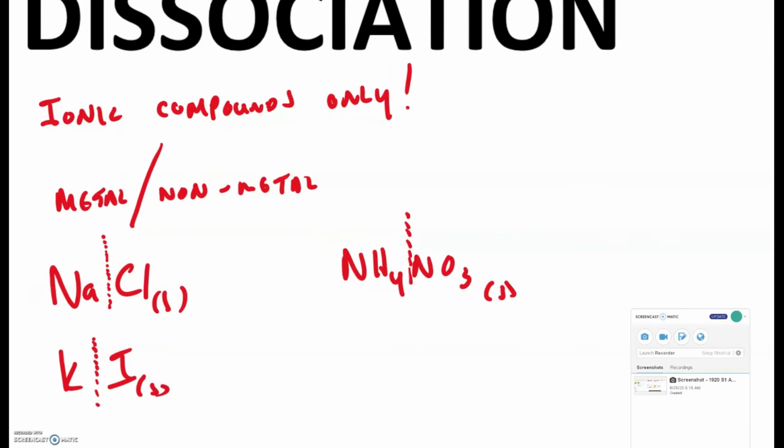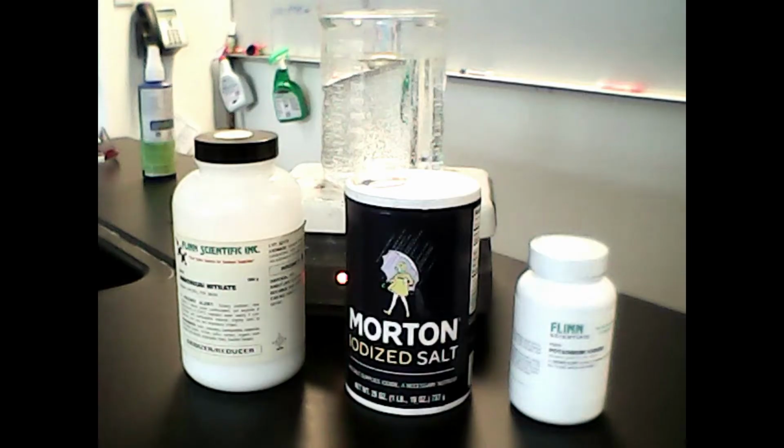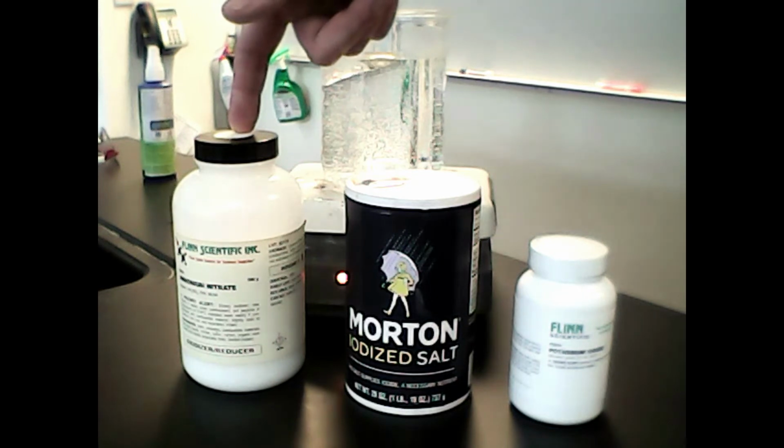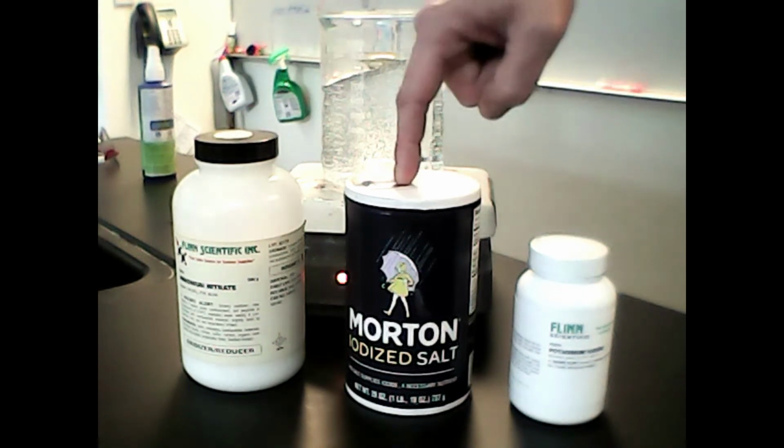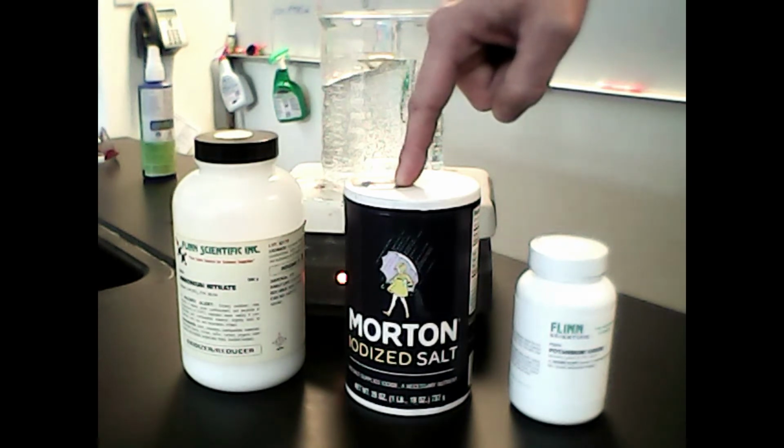And we've got these three compounds that we'll be taking a look at. Remember, a positive and a negative, positive, negative, positive, negative. All right? And so here are these three ionic compounds. Here is our ammonium nitrate. Here is our potassium iodide. And here is our old buddy, sodium chloride.